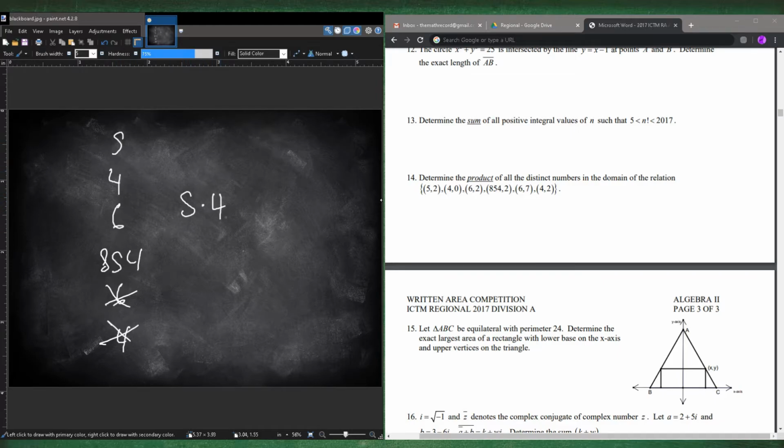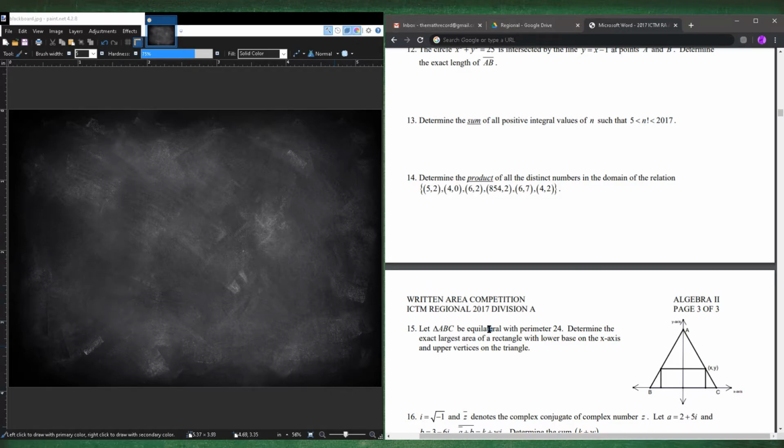So 5 times 4 times 6 times 854. Using your calculator, you should get about 102,480. That should be your answer. Okay, basically just that simple.